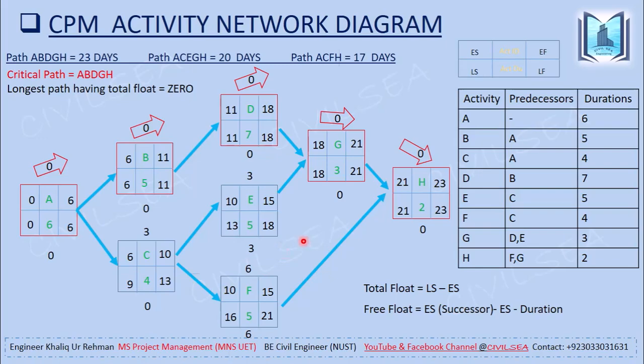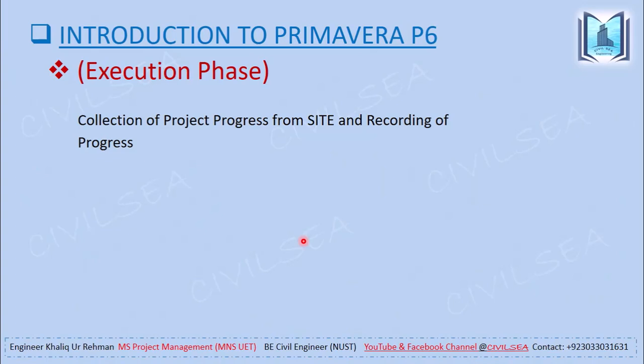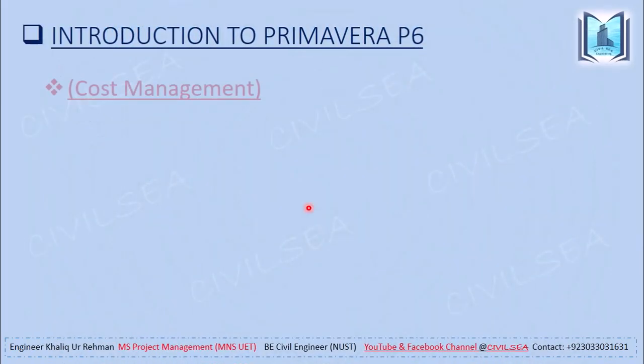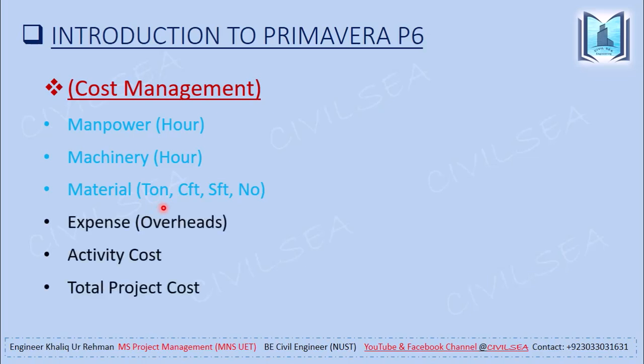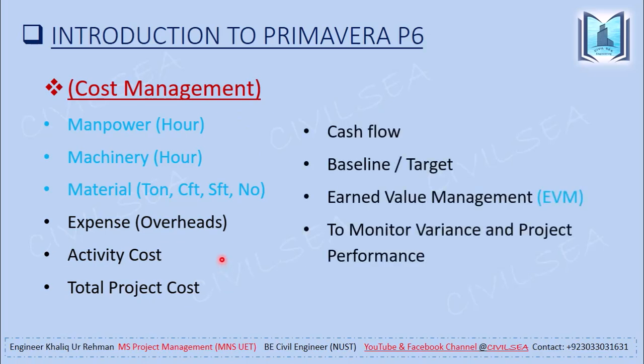So moving forward, the next step is the execution phase. Collection of project progress from site and recording of progress. Cost management. Cost management involves manpower, machinery, material. Manpower and machinery are in terms of hours, and material is in terms of units: ton, CFT, SFT, and numbers. Expense, overhead cost, activity cost, total project cost. Cash flow, baseline, target, earned value management to monitor variance and project performance.